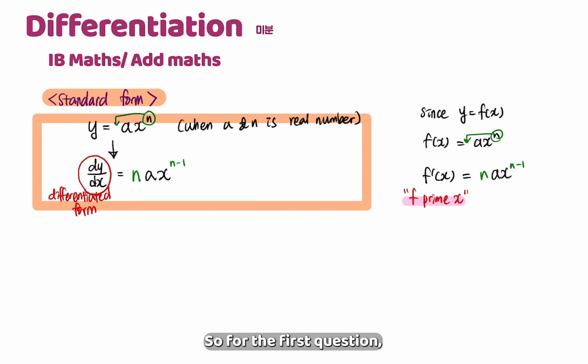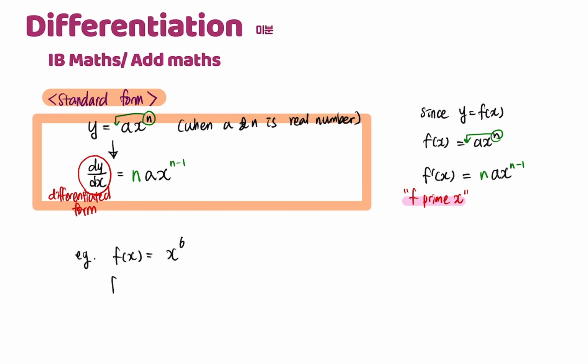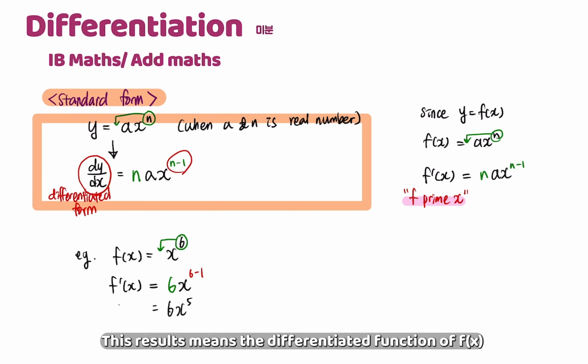Okay, so for the first question, when f(x) is equal to x to the power of 6, then f prime x, move down 6 first, and then times x, and we have to do n minus 1 now, which is 6 minus 1. Then the result can be written as 6x to the power of 5. This result means the differentiated function of f(x).